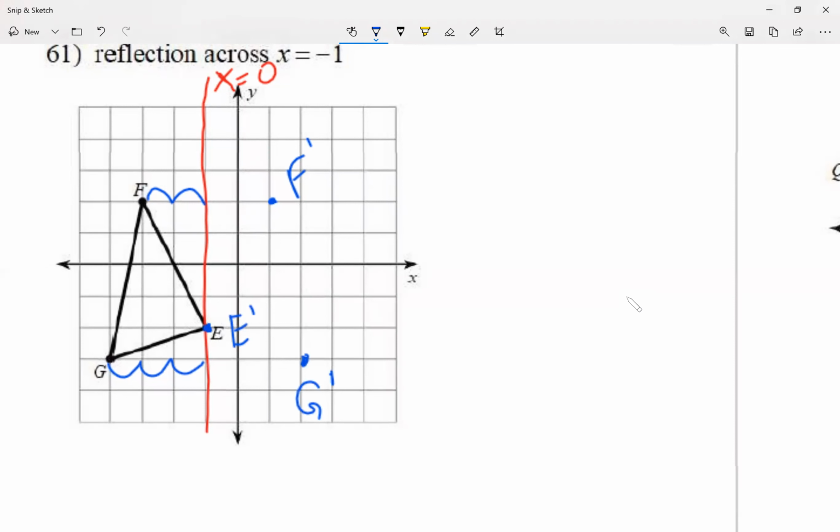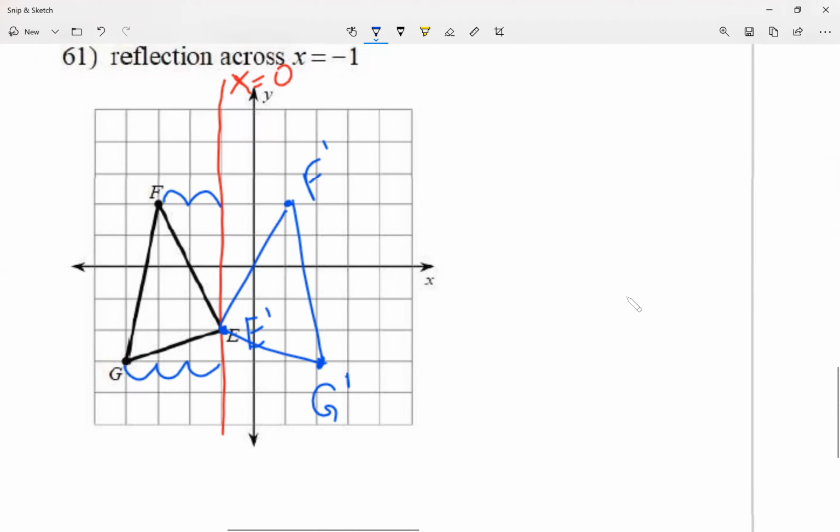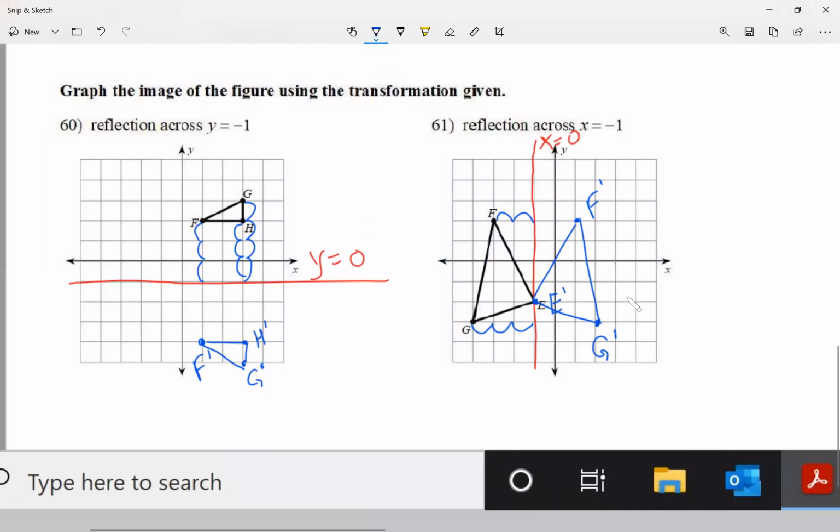Now, technically, it is 0 spaces to the left, so it will be 0 spaces to the right. It doesn't move. Any point on the mirror line doesn't move. So I connect my points, and it looks like my image just got flipped. Couple things I want to emphasize here.